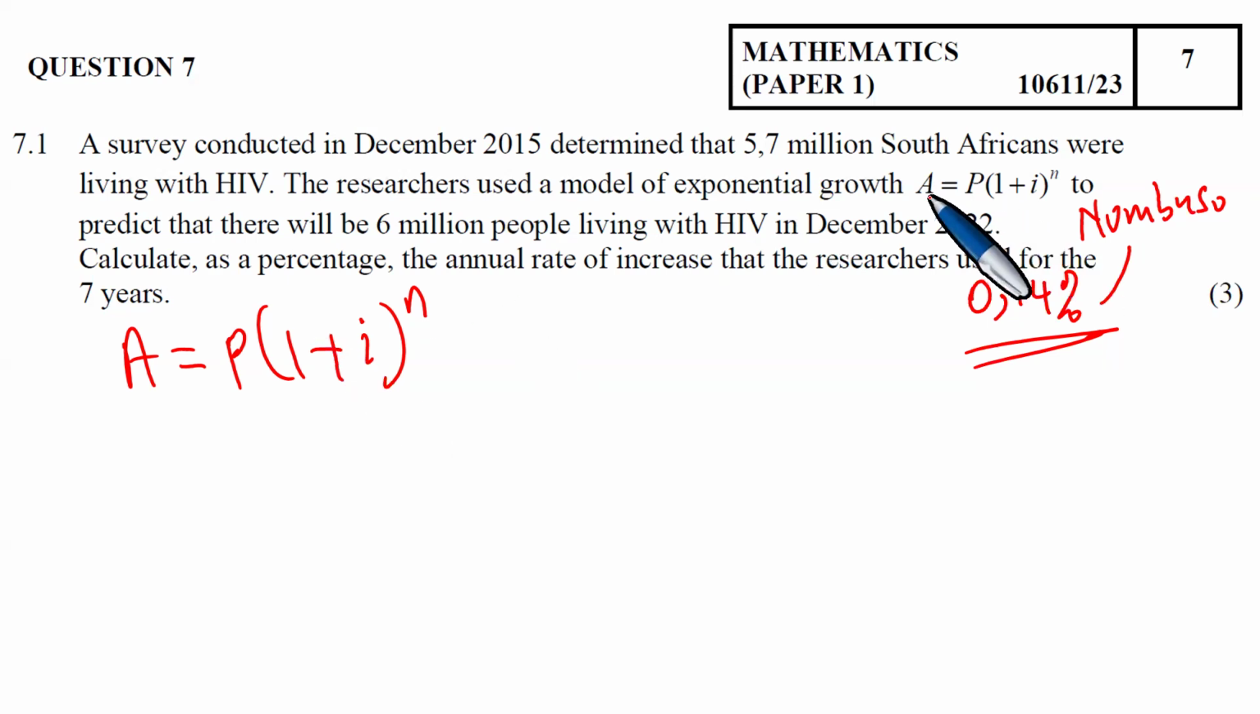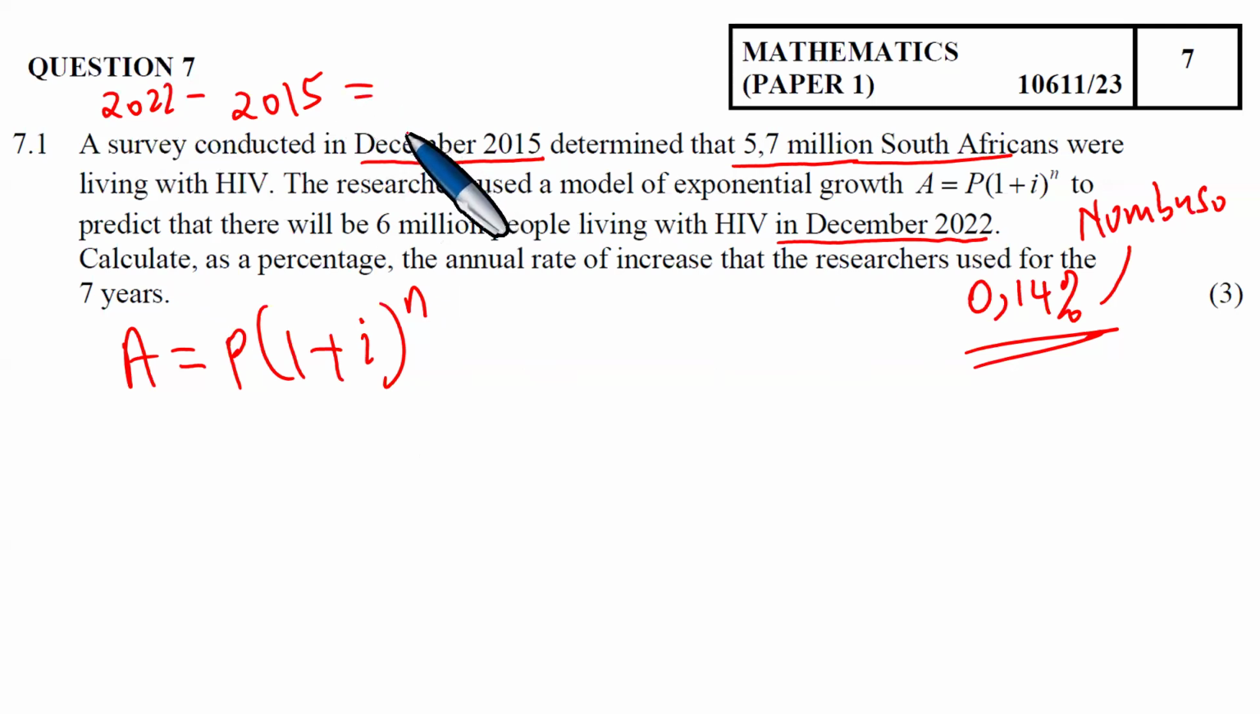So they used the model A equals P(1 plus i) to the nth power. A survey conducted in December 2015 determined that 5.7 million South Africans were living with HIV, and that was in the year 2015. The researchers used this model to predict that there will be 6 million people living with HIV in December 2022. So now we have 2022 minus 2015, and the years are 7 years. In other words, from 2015 to 2022 is a total of 7 years.